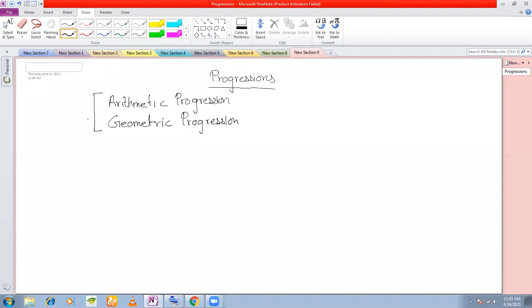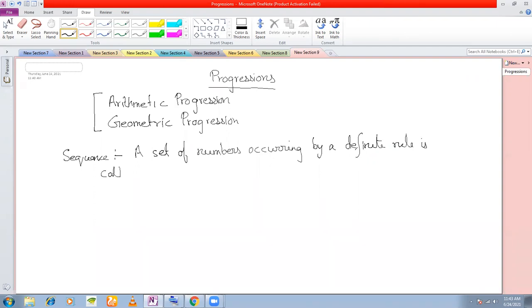Okay. Now, first of all, we start with the concept of sequence, any sequence. What is a sequence? A set of numbers occurring by a definite rule is called a sequence. Right? Set. This is the keyword. A sequence will always be a set.